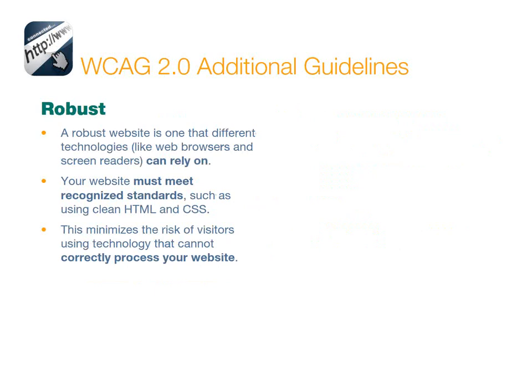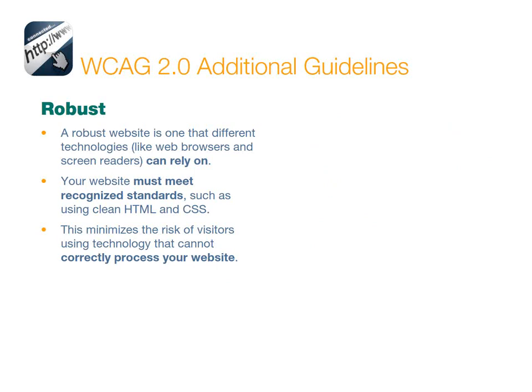The fourth principle of the WCAG guidelines is that your website must be robust. And this really goes back to the programming and the back-end coding of a website. But a robust website is one that different technologies can rely on. So again, we're talking about different web browsers and different screen readers and different technologies.